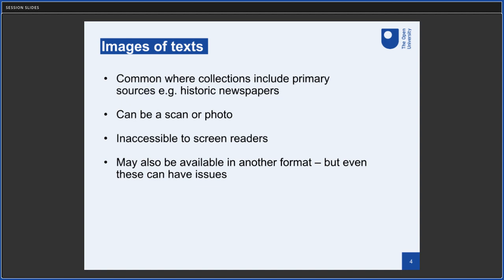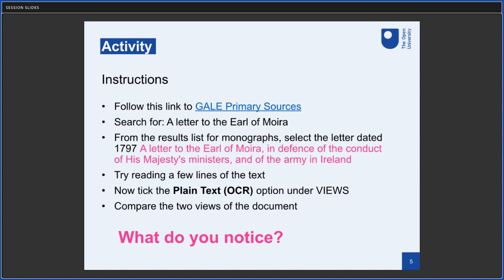Next, we're going to visit one of the databases in the library's collection. So, next is an activity, and this activity uses a database called GAL Primary Sources. I'm going to talk through the instructions and then you might like to pause the video so you can have a go at the activity. First you'll need to navigate to the database GAL Primary Sources. There is a link in the session slides, or you can search for the database name in Library Search.